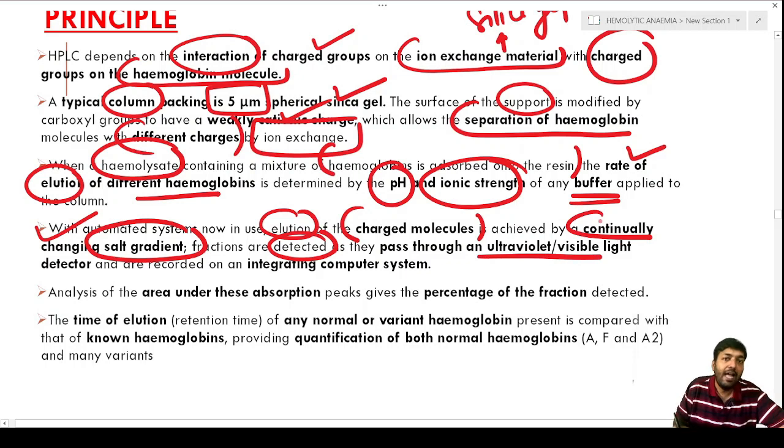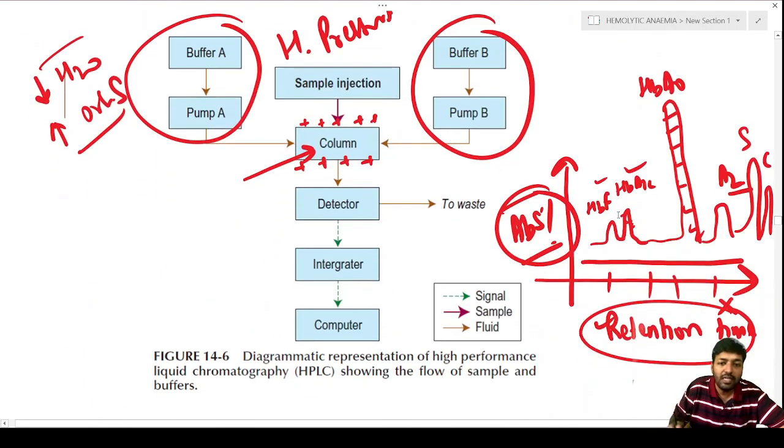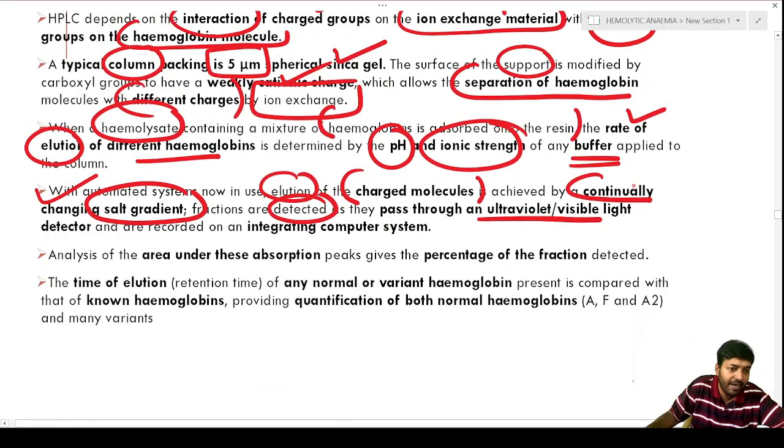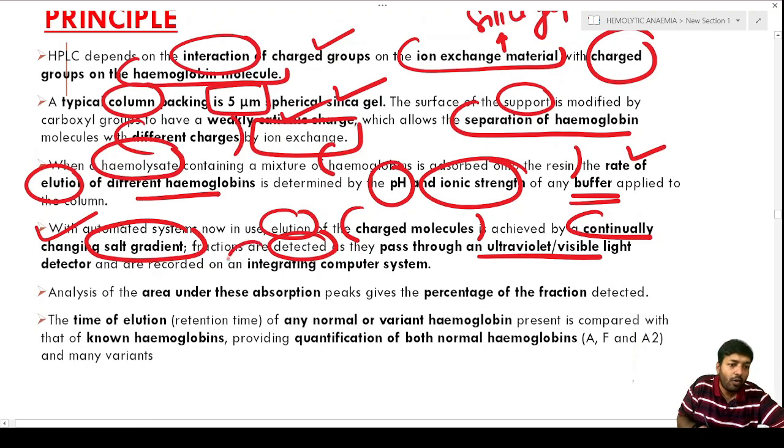As and when, for example, over here initially the HbF variety passes through the detector, it will be detected by the detector, and then a graph will be plotted for the HbF. Similarly, for all the variants, as they pass through the detector, a particular chart will be prepared, and that will be recorded on an integrated computer system which will display the data.